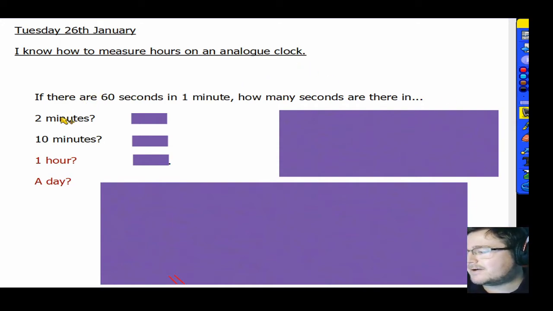Now, there are two black questions that I would like everyone to have a go at. And there are some really, really hard challenges later on. It takes a lot of time, a lot of patience, but it feels incredible if you get it right. If there are 60 seconds in 1 minute, then how many seconds are there in 2 minutes? 10 minutes, and then if you're up for it, 1 hour, an entire day.